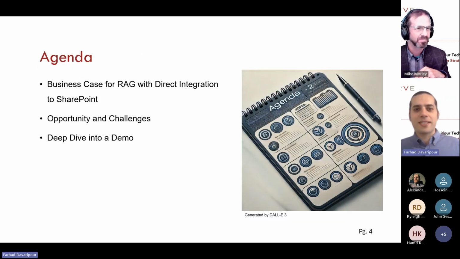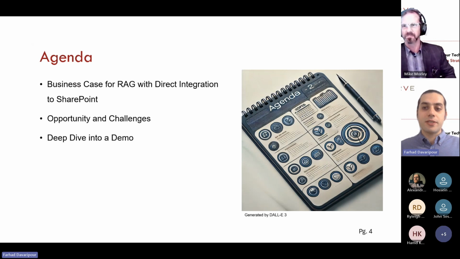Cool. So as for the agenda of this presentation, we will start by discussing the business opportunities of leveraging retrieval augmented generation, RAG, which is integrated directly with SharePoint. That's one of the key pieces in here. So SharePoint and Azure are the key pieces in this presentation. And also the whole RAG has been abstracted out using Llama Index. We'll talk about that further.